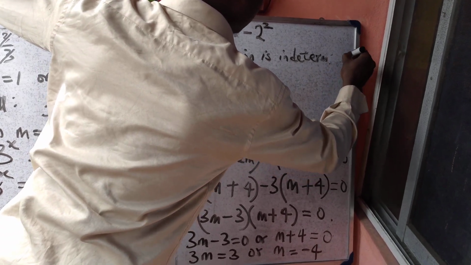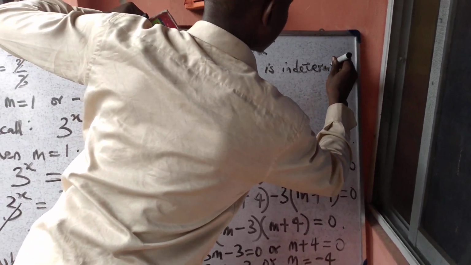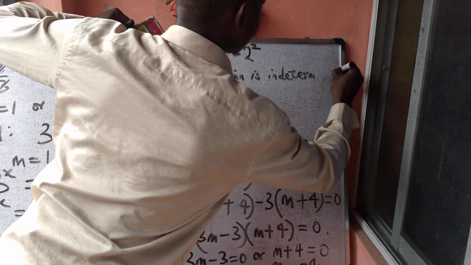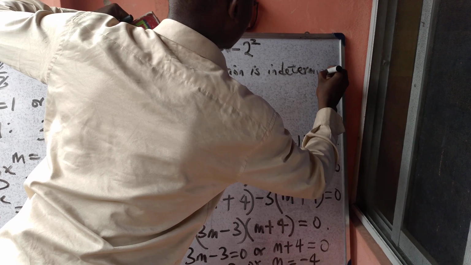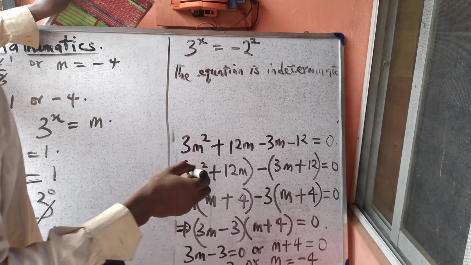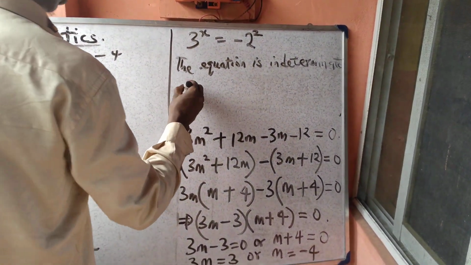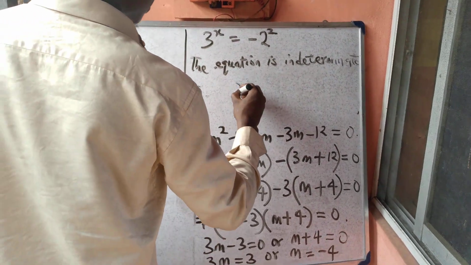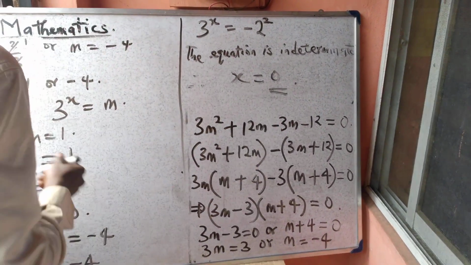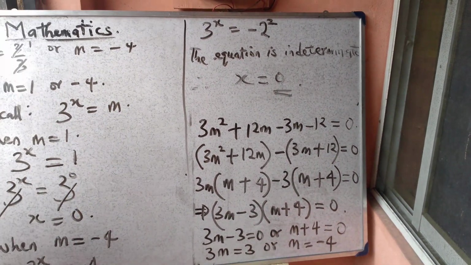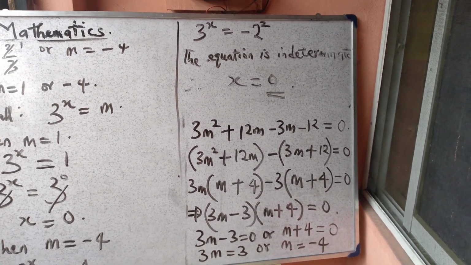Equation is indeterminate. Indeterminate. It cannot be solved. See, therefore x is equal to 0. Therefore x is equal to 0. So the final value of x here is 0.